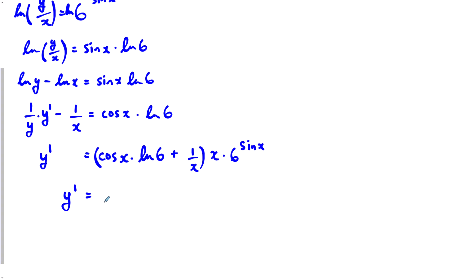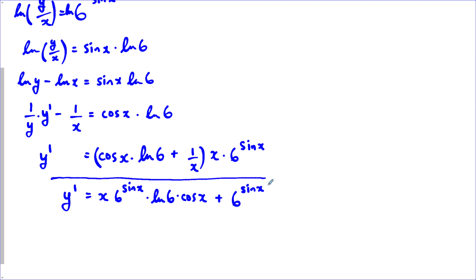So we get an x, and then a 6 to the sine x, and then a natural log of 6, and then a cos x, okay, all in the first term there, and then plus the x and the 1 over x cancel, so we'll just be left with 6 to the power of sine x. So here is our answer for that pretty complicated derivative.